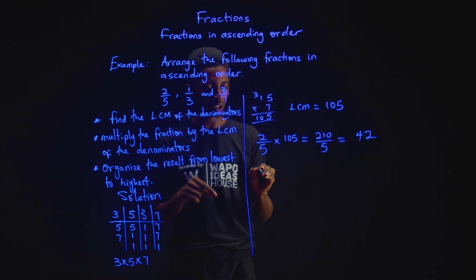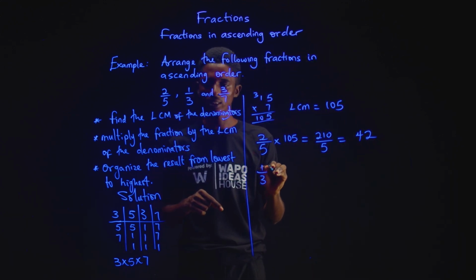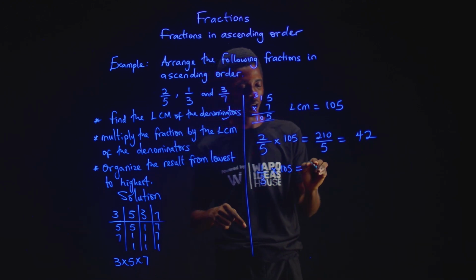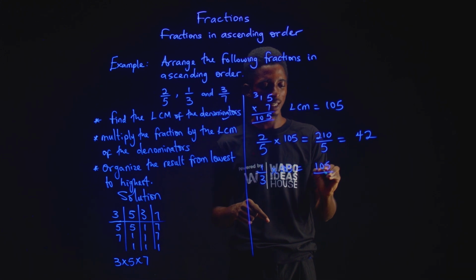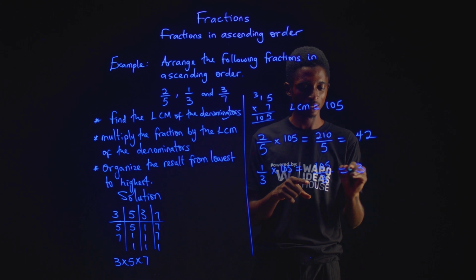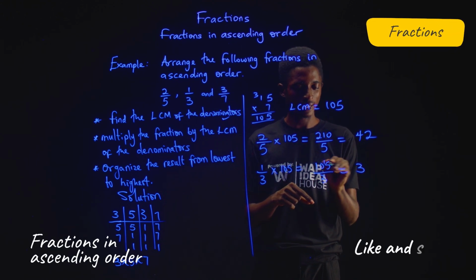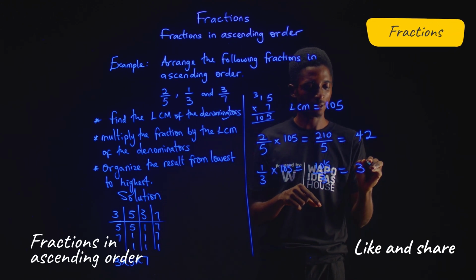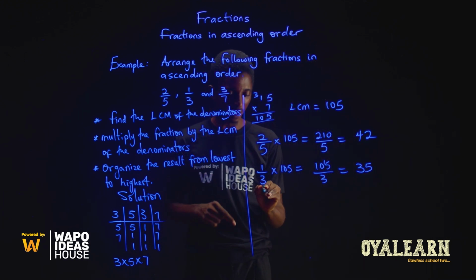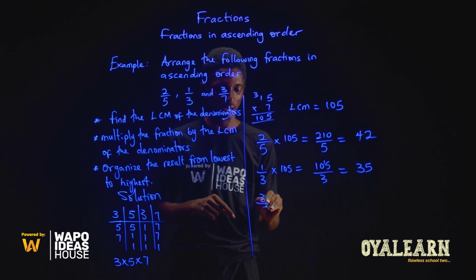Now for the second fraction, we have 1 over 3 times 105. And this would give us 105 divided by 3. 3 in 10 is 3, remainder 1. And then 3 in 15, we have 5. This gives us 35.